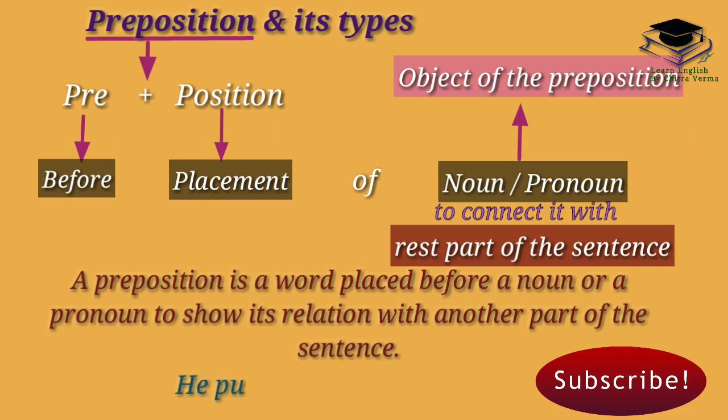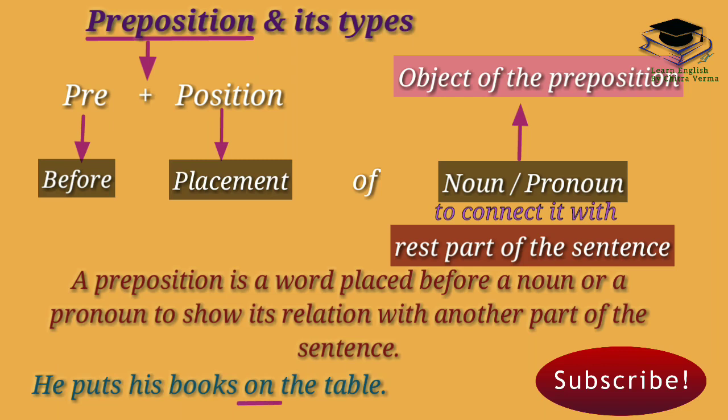For example, he put his books on the table. Here, on preposition is used to define the place of book. Table is a noun. On is a preposition which is used before a noun. Where does he put his book? On the table. It is telling us the relation of the book with the table.